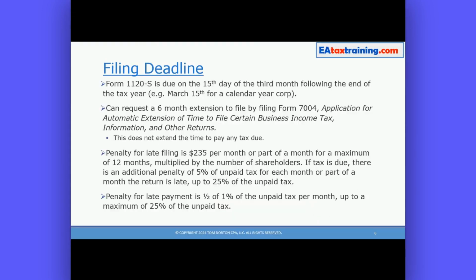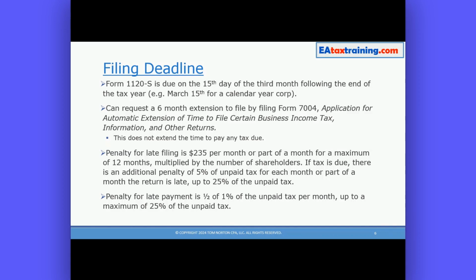As a reminder of the filing deadline for an S Corp, it is the 15th day of the third month following the end of the tax year. So that is March 15th for a calendar year corp. And they can get that 6-month extension by filing Form 7004. The penalty for late filing is $235 per month or part of a month for up to 12 months. And that is per shareholder. So it's similar to the partnership return where it's per partner. Here it is per shareholder. So that can add up.